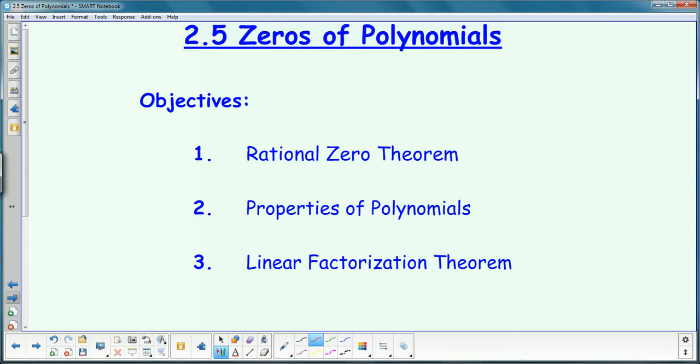And that is basically it for finding the zeros of polynomials. That's just going to help us graph a little bit. Remember, rational zero theorem has to do with P over Q. Properties of polynomials: if the degree is 3, or degree is n, then you're going to have n factors, n zeros, and complex roots always come in conjugate pairs.